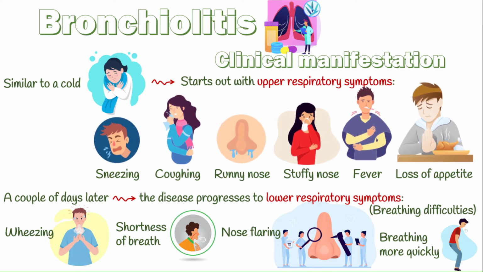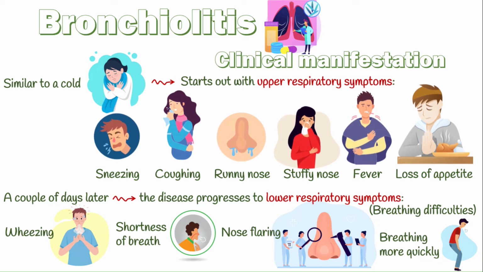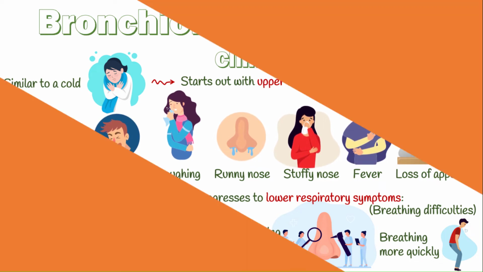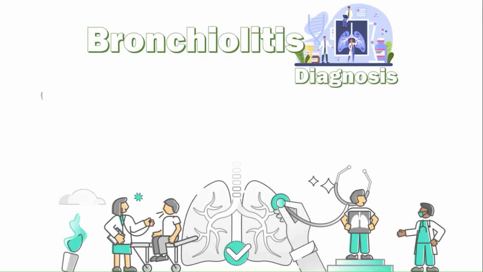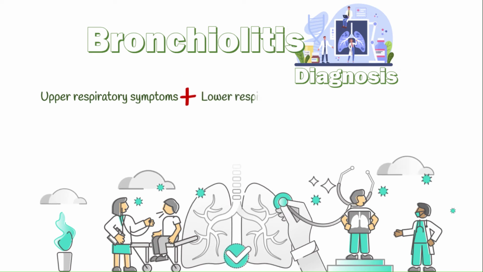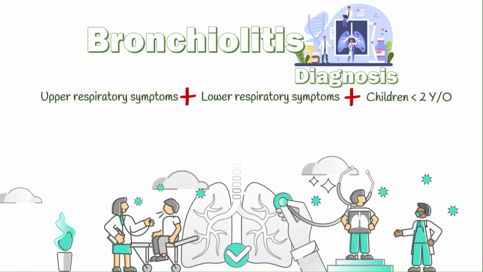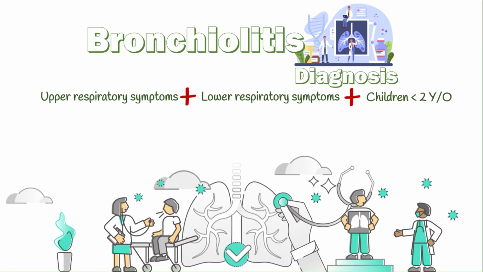That's because inflammation, congestion, and mucus overproduction narrow bronchioles and therefore impair ventilation and alter the balance of blood oxygen and carbon dioxide. In summary, the presence of upper respiratory symptoms, followed by lower respiratory symptoms, particularly wheezing, in healthy children less than 2 years of age is suggestive of bronchiolitis.